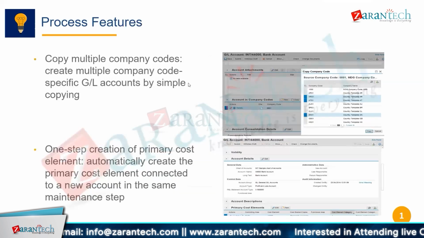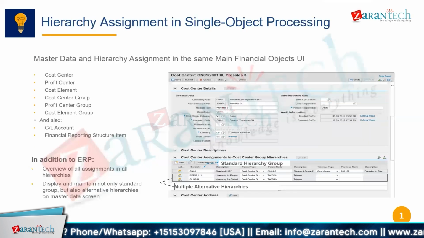And also you will have a copy functionality to copy multiple objects, whether we take company codes or a GL account. Simply you can copy from the F4 and then click on the copy button, and it will automatically come, right? So whenever you choose the data from F4, it will be available. And one-step creation of a primary cost element. Okay, this is fine. This is general functionality.